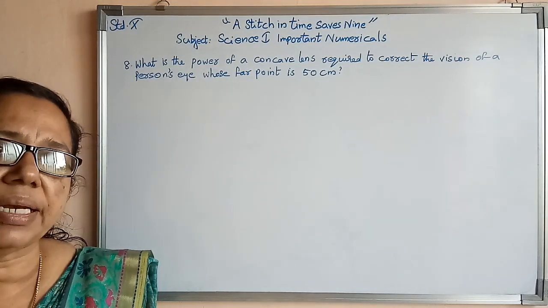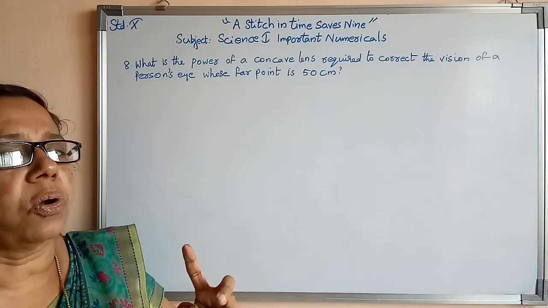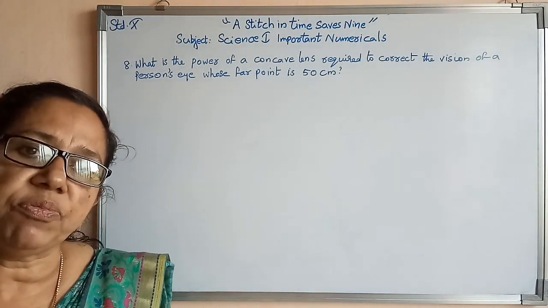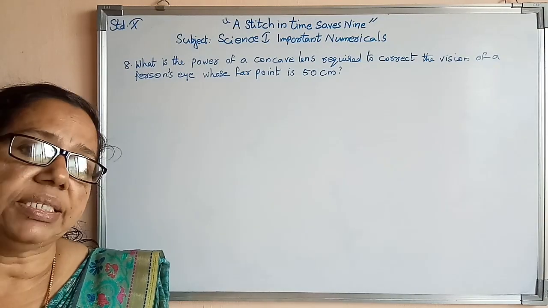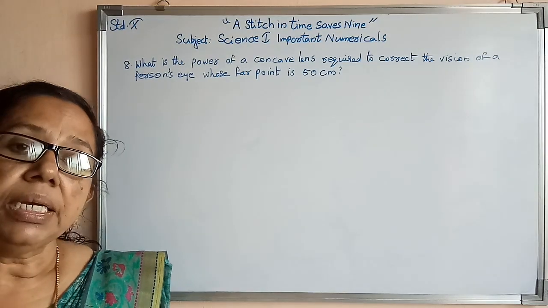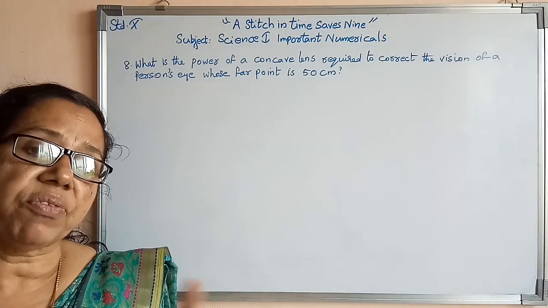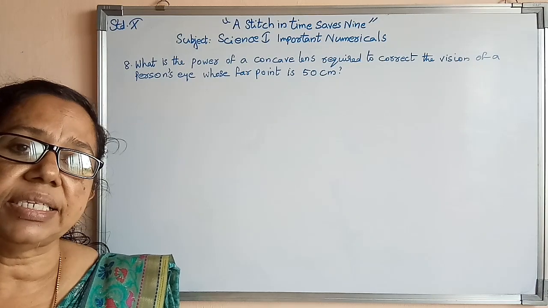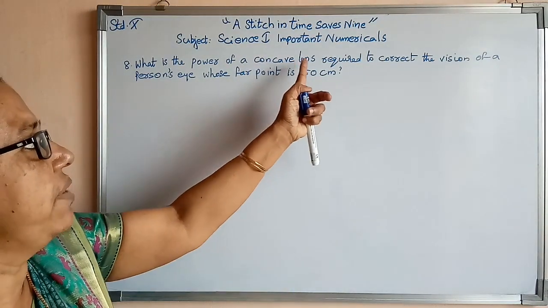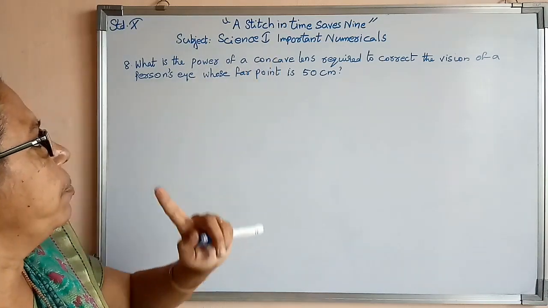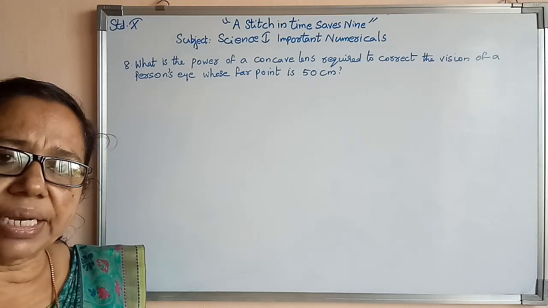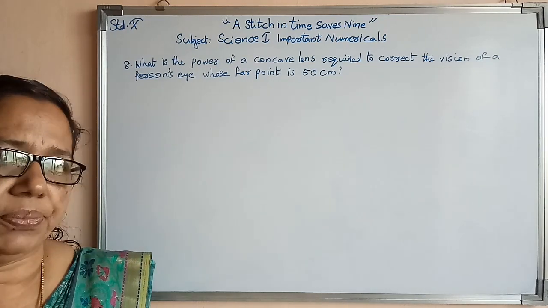We have to take care whether it is a concave lens or a convex lens. If it is a convex lens, then the focal length will be positive. If a concave lens is there, then the focal length will be negative. Similarly, if a concave lens is there, then the power will be negative. If a convex lens is there, then the power will be positive. So here a concave lens is given, so its power will be negative. Concave lens: power negative, focal length also negative.